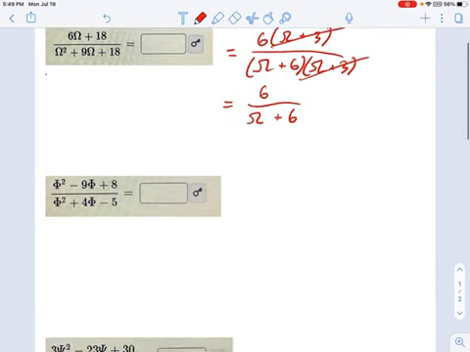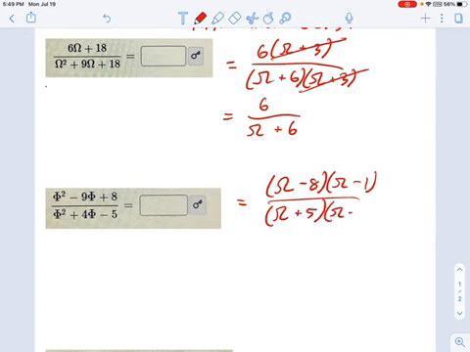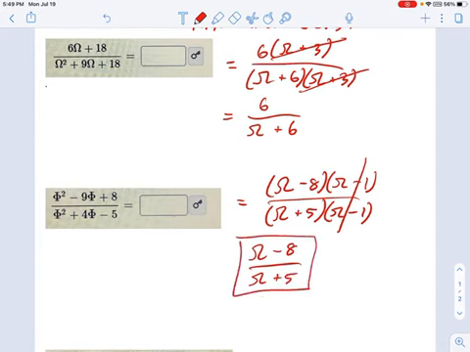Okay, let's move on to this next one. We're going to factor it first. On the top, I have omega minus 8 and omega minus 1. And on the bottom, we have omega plus 5 and omega minus 1. So those cancel out, and I just get omega minus 8 over omega plus 5. And that would be my answer there, in simplified form. It's equivalent to the original expression, it's just now it's simplified.